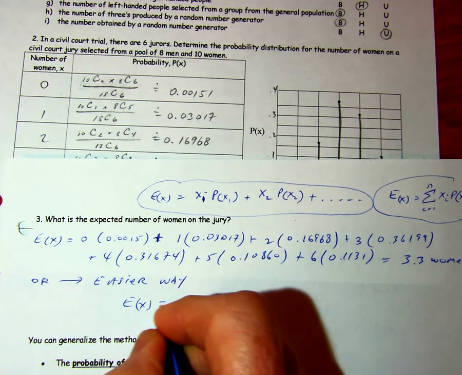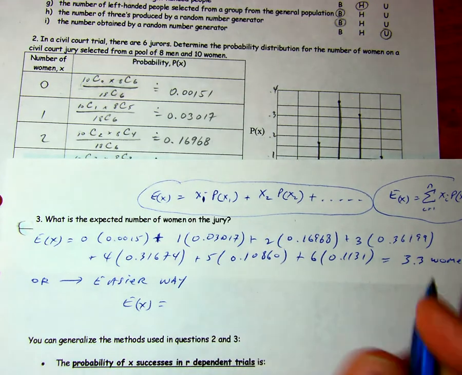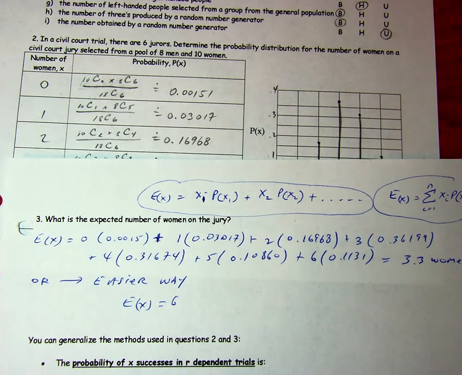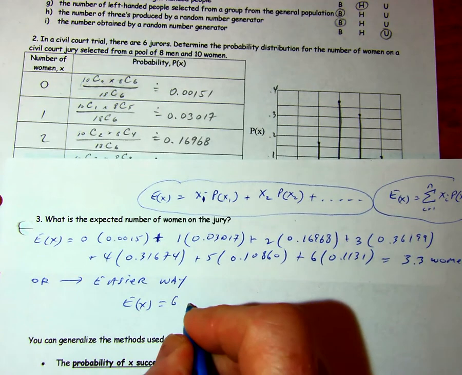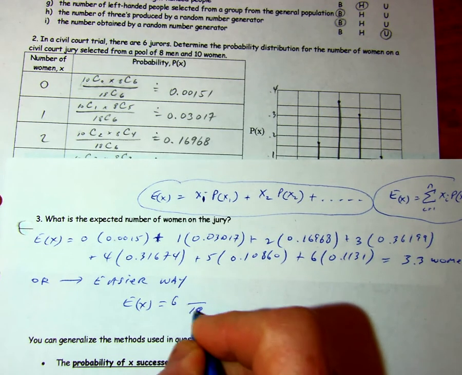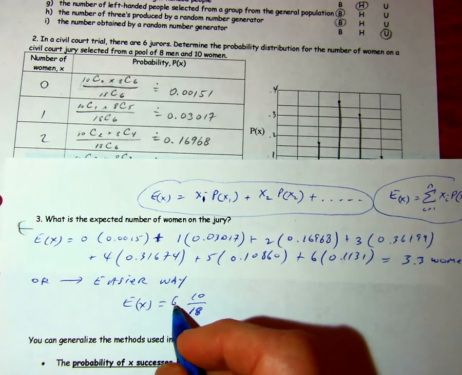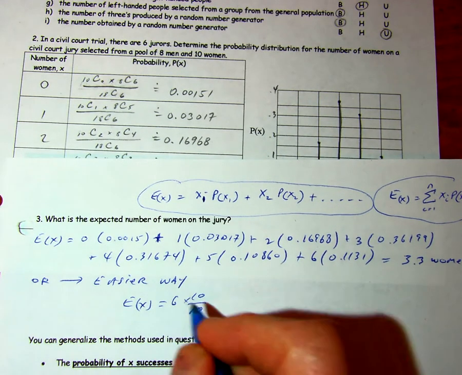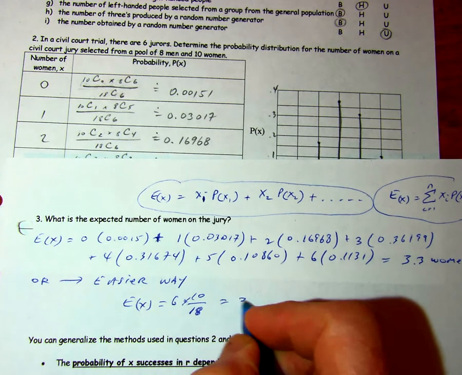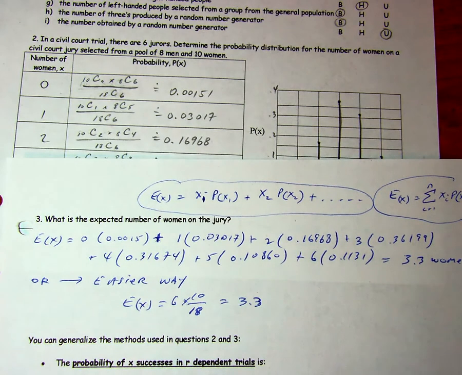Okay, so the easier way is expectation equals just how many people are we selecting for the jury? The jury is 6 people. And what is the initial probability of selecting a woman? There's 18 people altogether, 10 out of 18. So that's the easiest way to do it. 6 times 10 over 18 gives you 3.3.